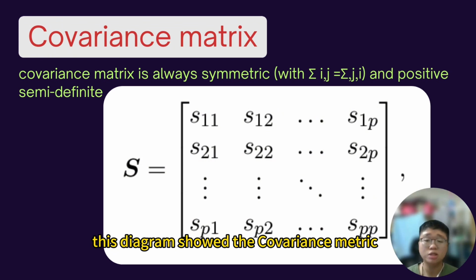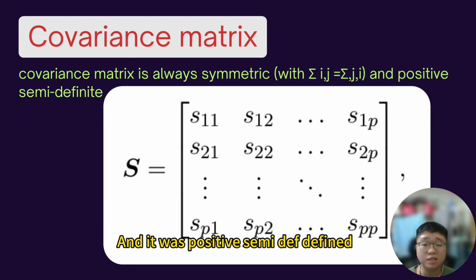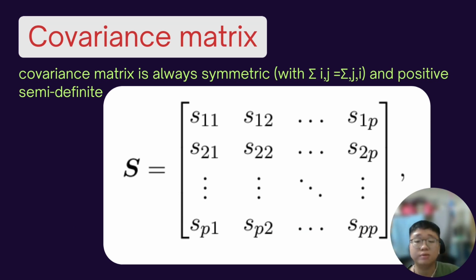This diagram shows the covariance matrix. The covariance matrix is always symmetric, with sigma ij equal to sigma ji, and it is positive semi-definite.